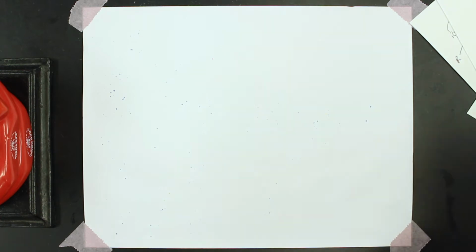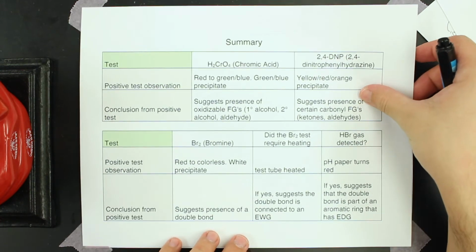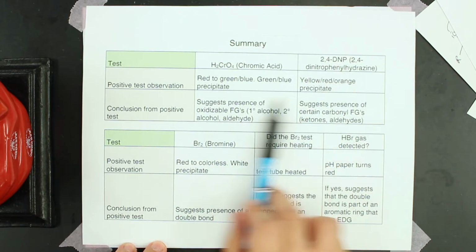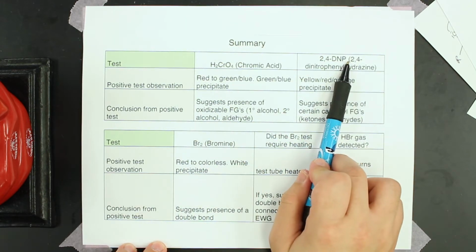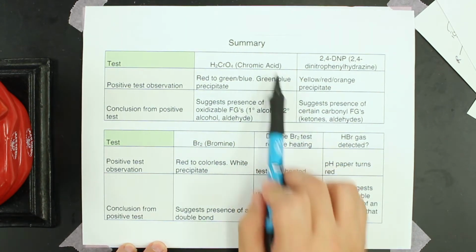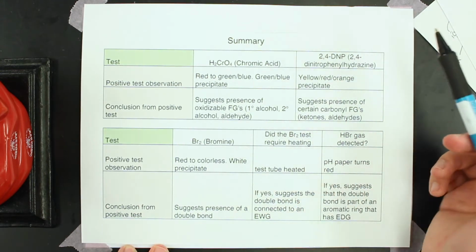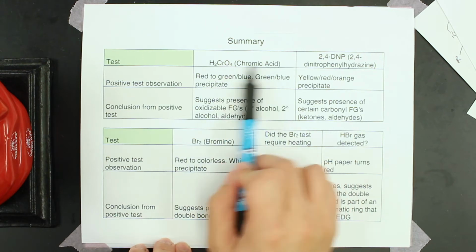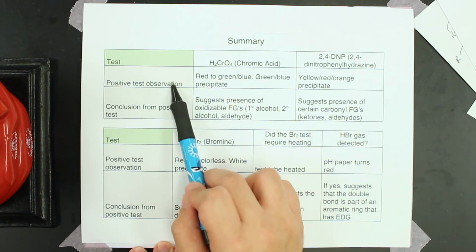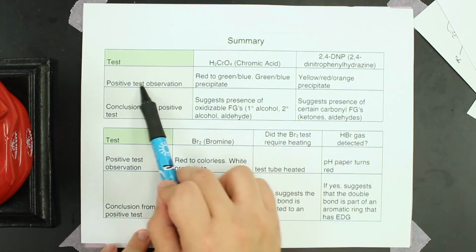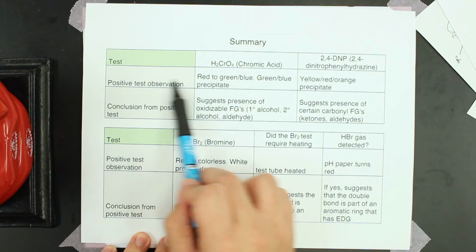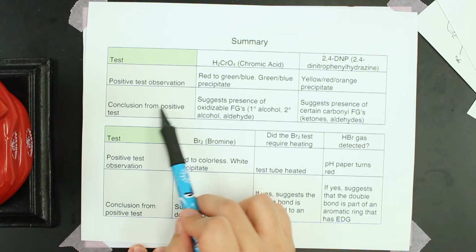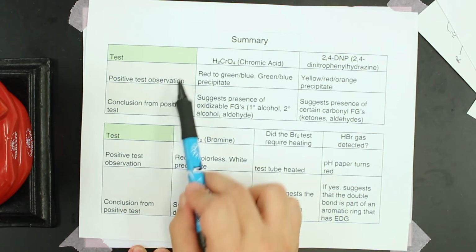And I've summarized these results in this table, which I'll put on Canvas. So we have these different tests here. These are our oxidation tests and DNP tests, and then these are our bromine tests. So we can quickly go over them here. You can skip this if you'd like, but I'm just going to go over them to summarize. So for the chromic acid test, the positive test observation: if we have a positive test, this is what we will observe. That's what this row represents. And this row is the conclusion, how we interpret the positive test.